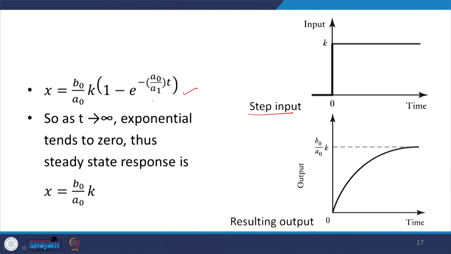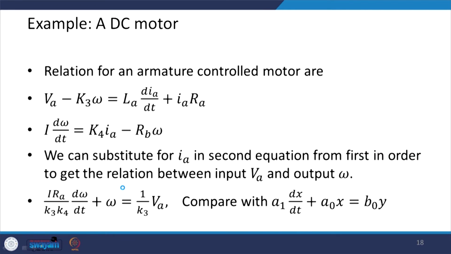Here, as you can see, if I take the value of t is equal to infinity, this value is going to be 0. So, I will be getting this value. This is what I am getting at t is equal to infinity: b0 by a0 into k. So, this is the resulting response.